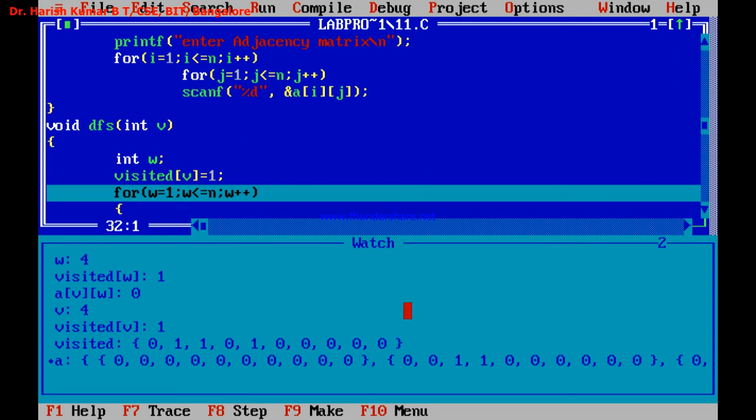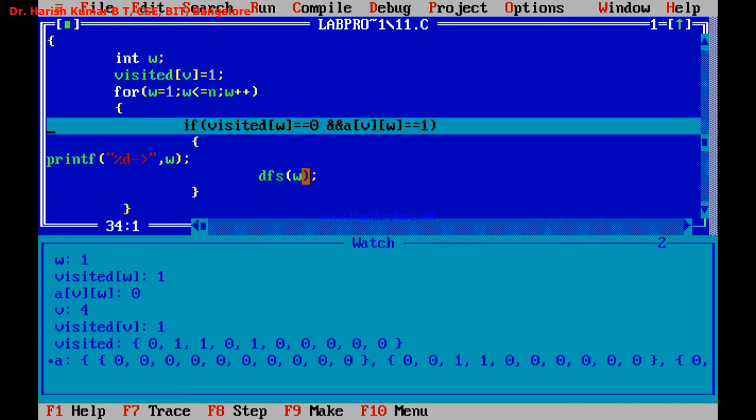Clear, right? Okay. Now again w is equal to 1, w less than or equal to n, w plus plus. We are starting from the first one. See, w is 1. I am checking whether the first node is visited. Yes, it is visited. So the condition is false.